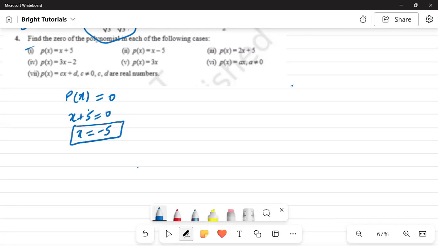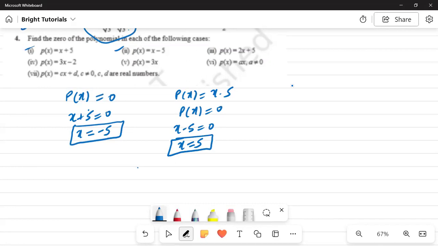Similarly, we will do the second part. In the second part, for finding the zero of the polynomial p(x) is equal to x minus 5, what will we do? We will put this polynomial equal to 0. So x minus 5 is equal to 0. So x equal to 5 is the zero of this polynomial. We can also cross check whether this answer is correct or not. We can put the value of 5 in the above polynomial. If the result comes out to be 0, that means we have done it correctly. Otherwise, there is some error.